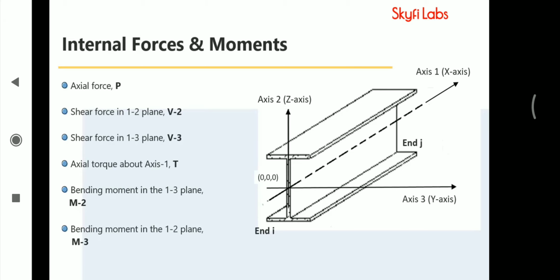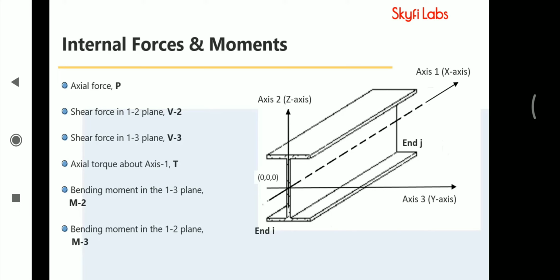The end of the member near to the origin is taken as the I-end. The next end, along the positive direction of x-axis, is named J-end, and so on. The axis along the horizontal x direction is called axis 1, along the vertical z direction is called axis 2, and the one along the horizontal y-axis is the axis 3.